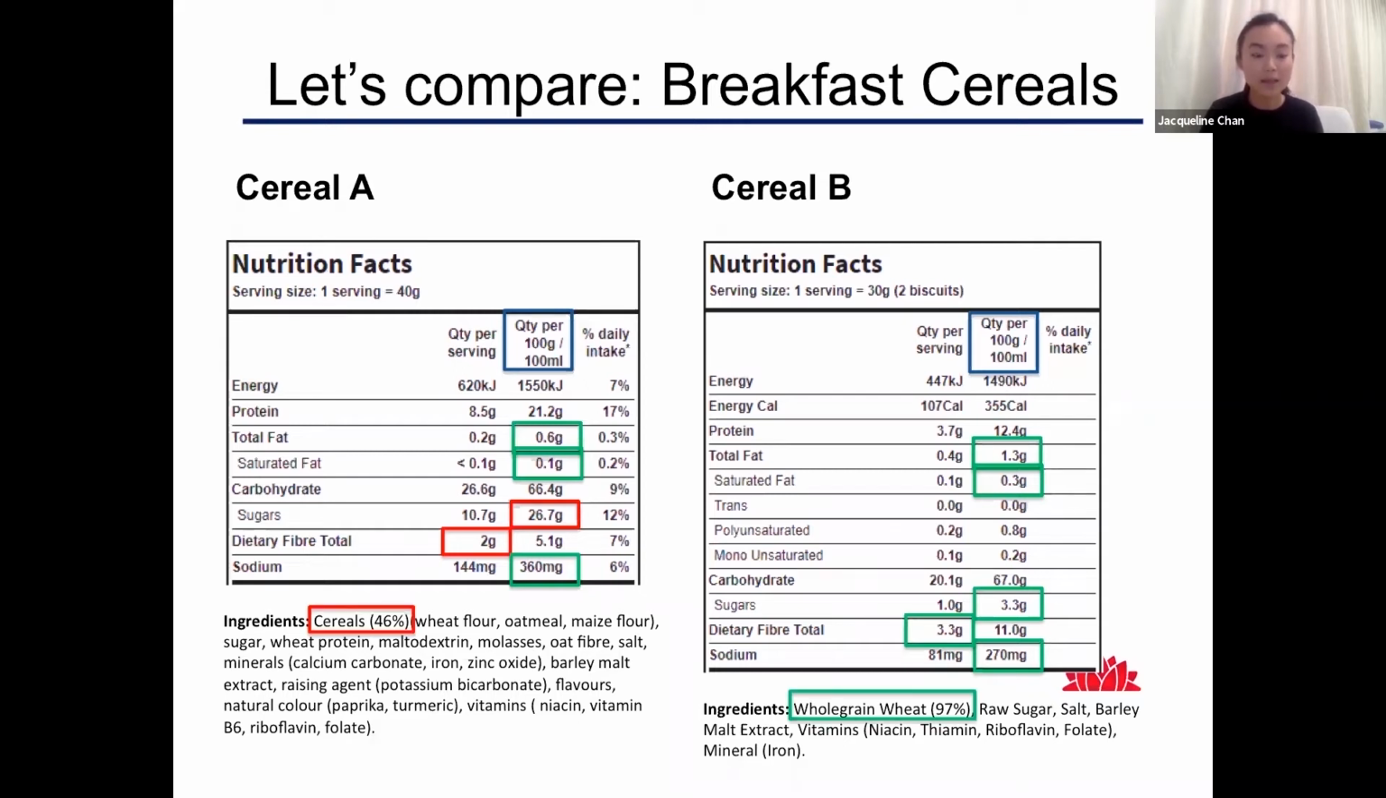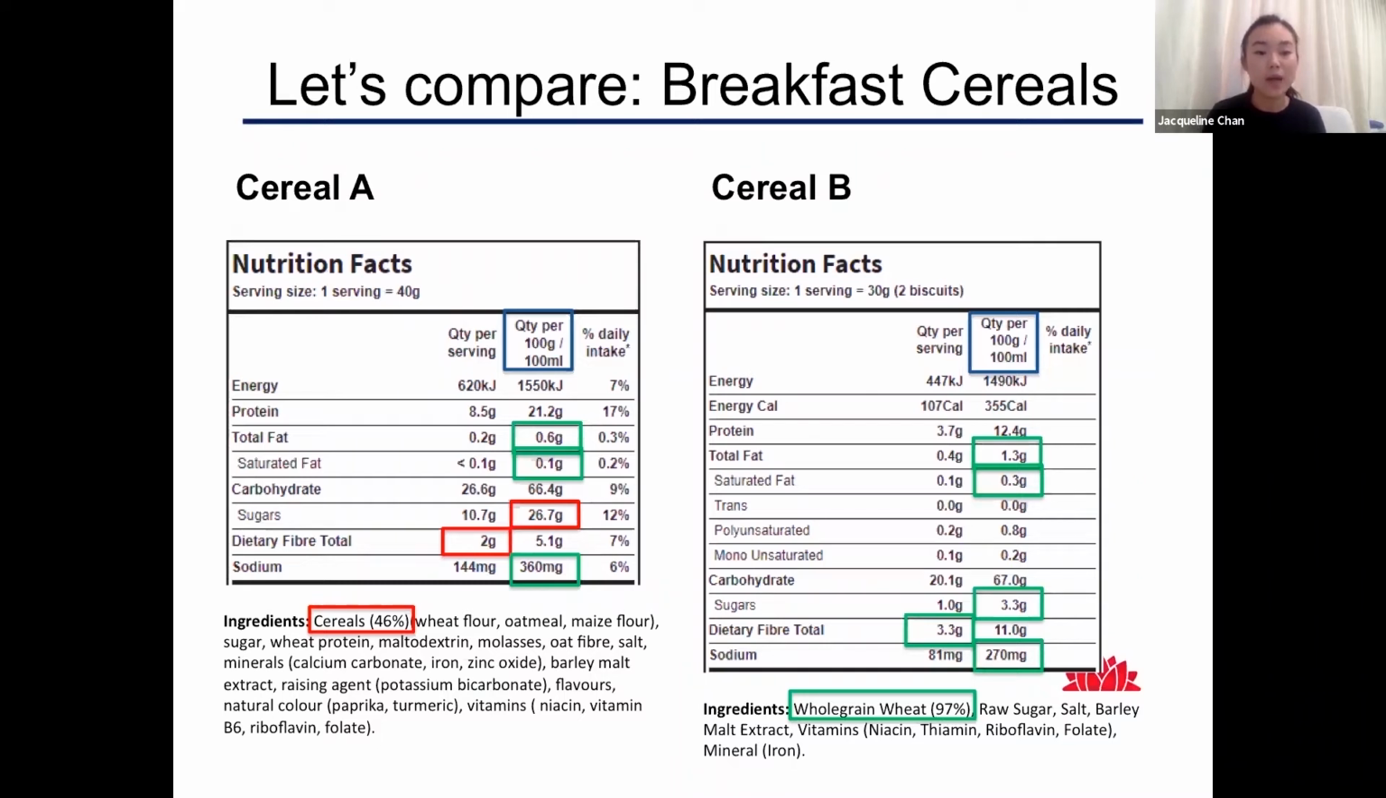And then lastly, step 5, we want to have a look at the ingredients list. With cereals, we're usually looking for a high whole grain content. So check the first ingredient and have a look at the percentage. For cereal A, we can see that cereals only make up 46% of the product, and it's mainly your processed cereals. However, on the right, cereal B, we can see that it's whole grain wheat and it makes up 97%.